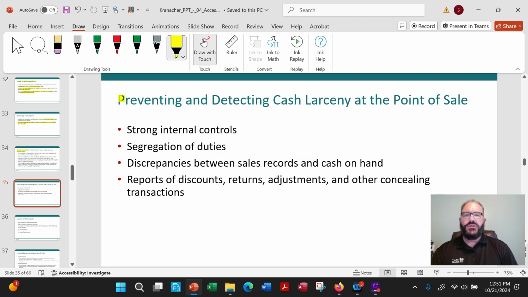So how do you prevent or detect this? Again, notice strong internal controls, segregation of duties. Follow the rules. The rules are in place for a reason. Look for discrepancies between sales records and cash on hand, discounts, returns, adjustments, things like this. By the way, if you stop and think about it, you don't have to steal big amounts, but stealing a couple $100s a day, if you're busy enough, that's a lot of money. If you only steal $1,000 a week, that's $50,000 a year from one employee. Okay.